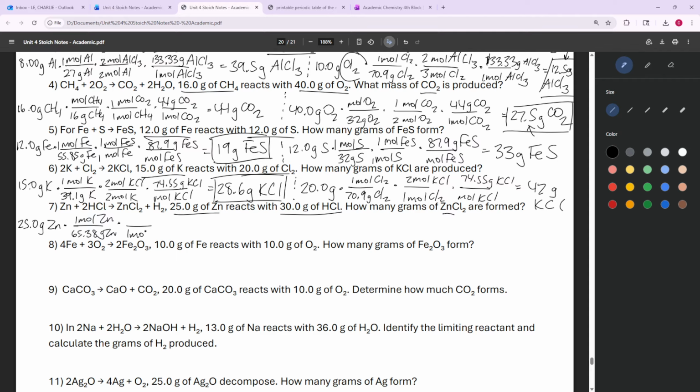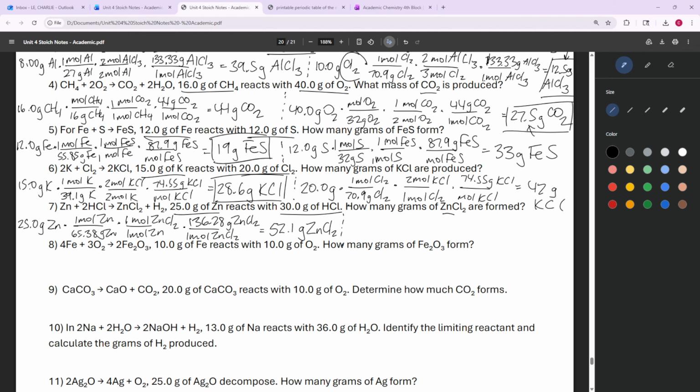For every mole of zinc, 1 mole of zinc, we get 1 zinc. Finally, for every mole of zinc chloride, we get zinc, 65.38, plus chlorine's 35.45. Since there are two of them, that's 136.2. That will get us 25 divided by 65.38 times 1 divided by 1 times 136.28. That'll be 52.1 grams of zinc.